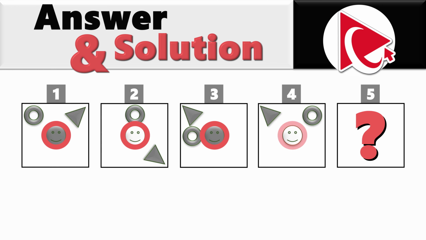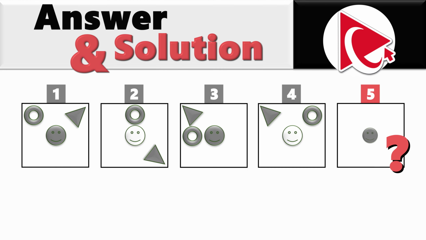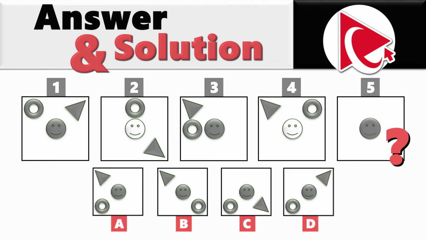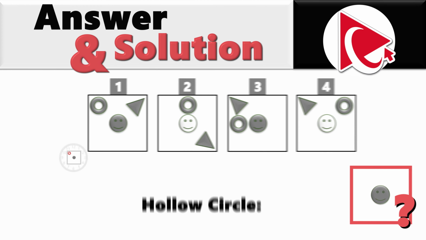Let's look at the smiley face first, because that's the easiest pattern. We see that in shape 1, the smiley shape is dark gray, then it becomes white, then it's dark gray again, and in shape 4, it's white again. So in shape 5, we can predict that it's going to be dark gray again. Unfortunately, it doesn't help us much because all choices A, B, C, and D have the smiley face in a dark gray color.